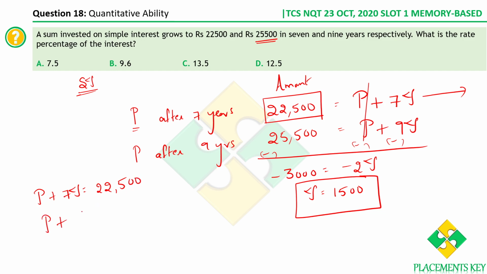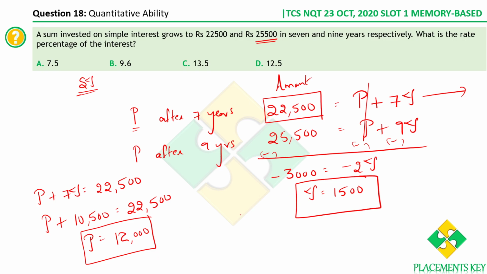So P plus 7 into 1500. 15 sevens is 10,500, not 5. So it is equal to 22,500. What is the value of P that you get? 22,500 minus 10,500, you get 12,000. So see here, two equations, two variables. You've got the value of P, you've got the value of I.